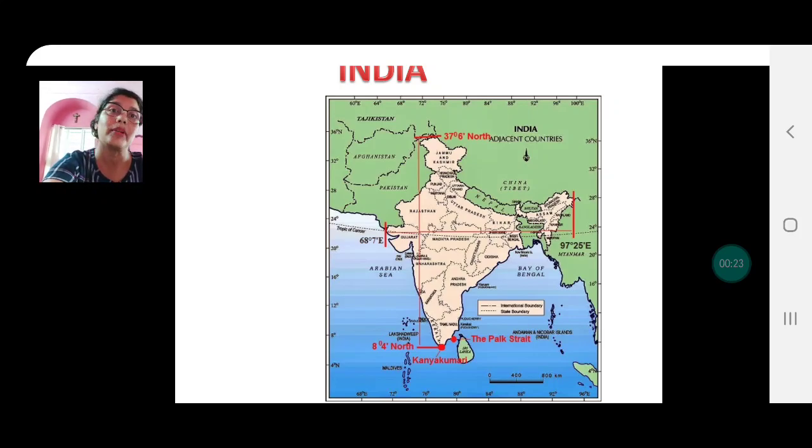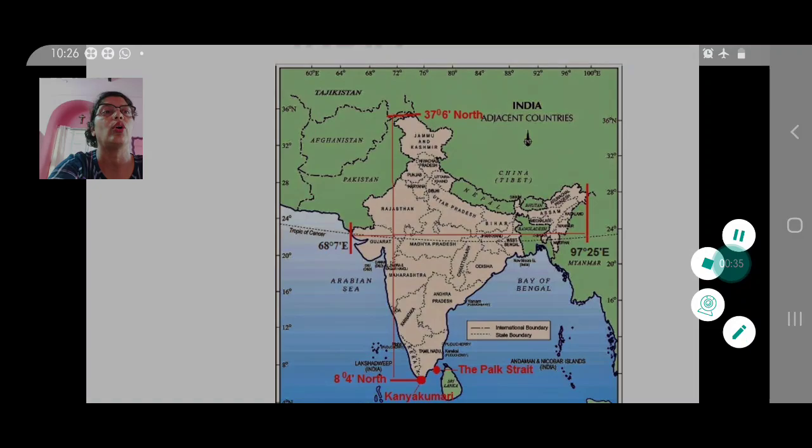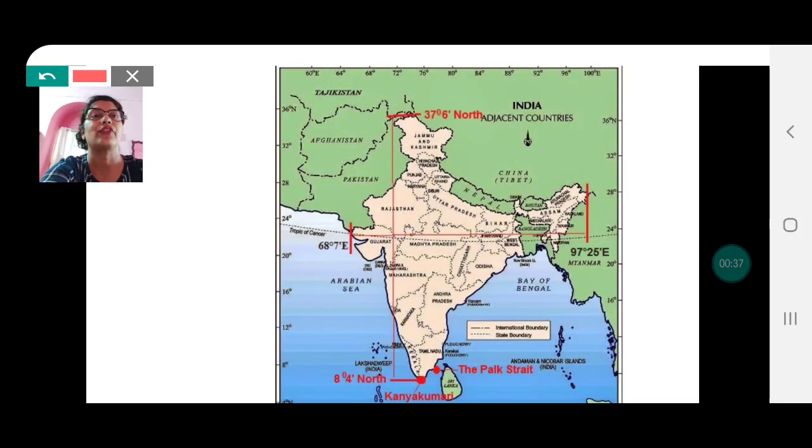As we all know, the climate of India is largely influenced by the location as well as by the physiography of that region. So what we see here in this map is the extent of India. India extends from 8 degrees north, that's Kanyakumari here, up to 37 degrees north. That means India is completely in the northern hemisphere. And from 68 or 67 degrees east right up till 97 degrees east. That means it is completely in the eastern hemisphere. We need to keep this extent in mind in order to understand the climate in a better way.